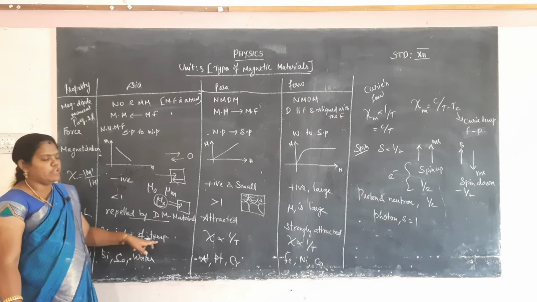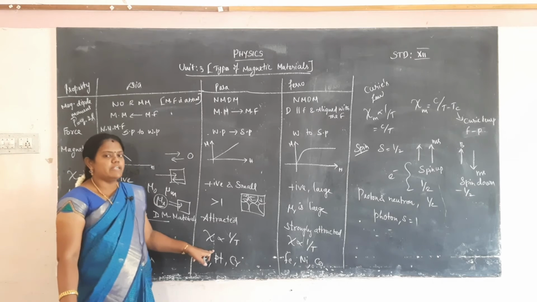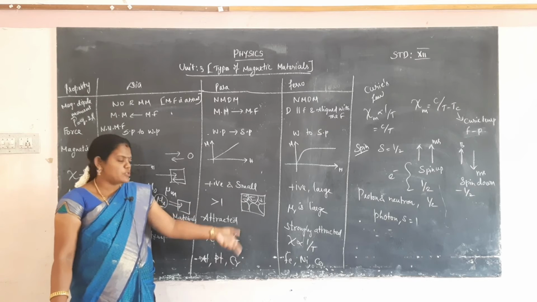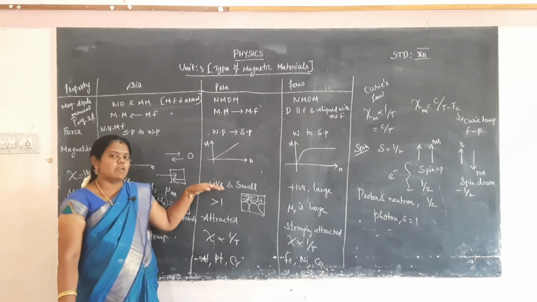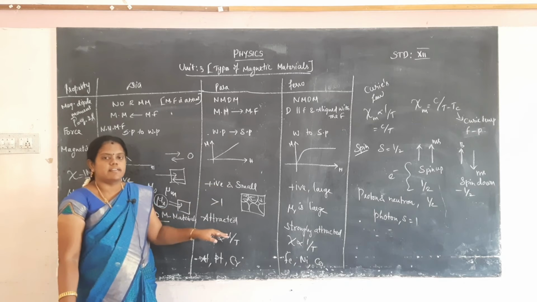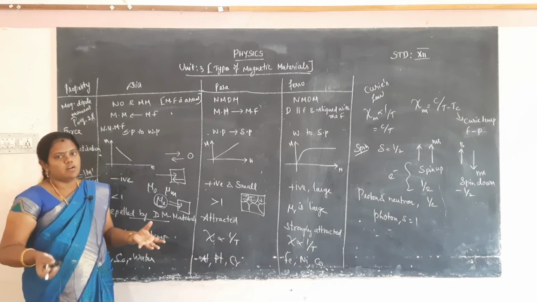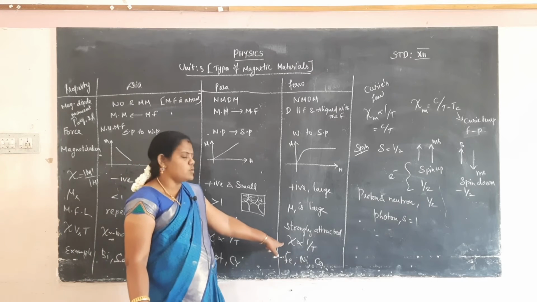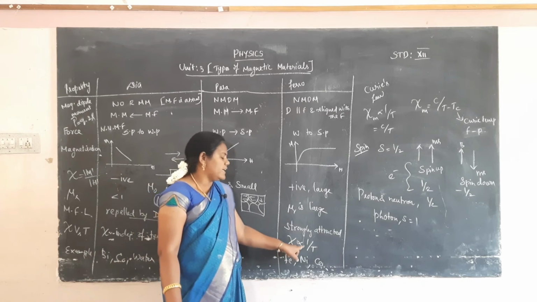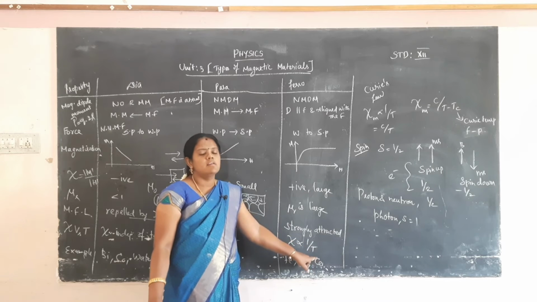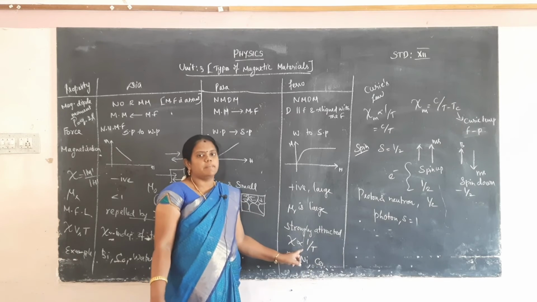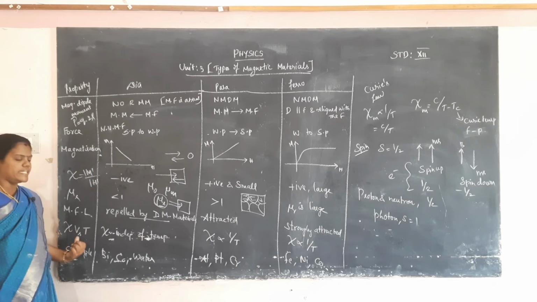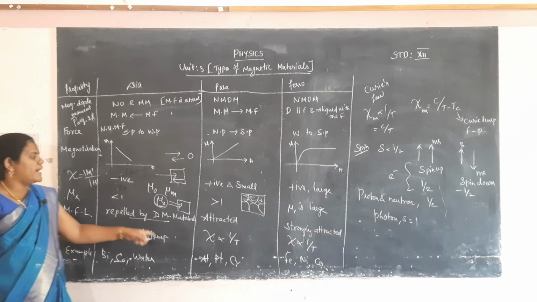Susceptibility is independent of temperature for dia, first one, and susceptibility is inversely proportional to temperature for para. What's the meaning? When temperature increases, susceptibility decreases. It is vice versa: when one increases, the other decreases. Even in the ferromagnetic material, susceptibility is inversely proportional to the temperature. So this is the relation between susceptibility and temperature in dia, para and ferro.